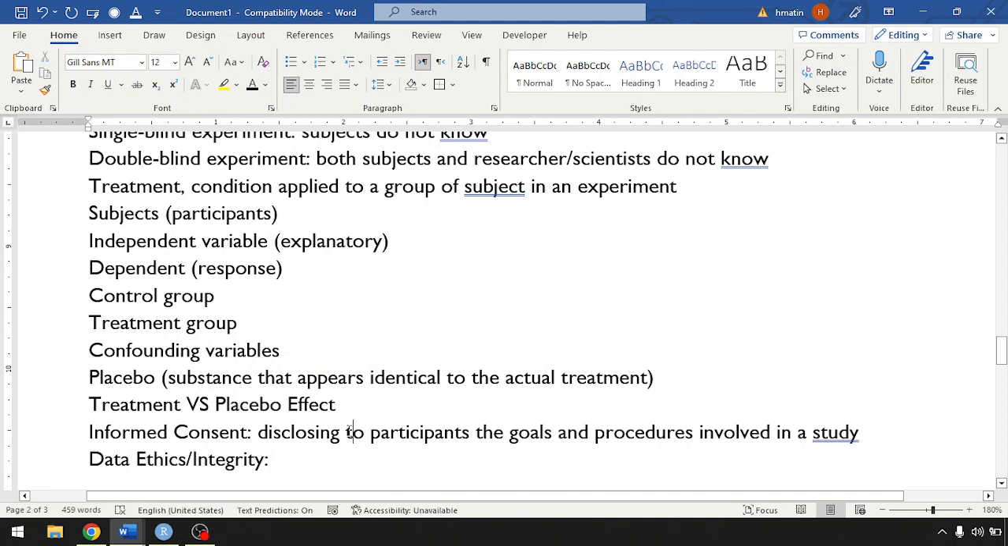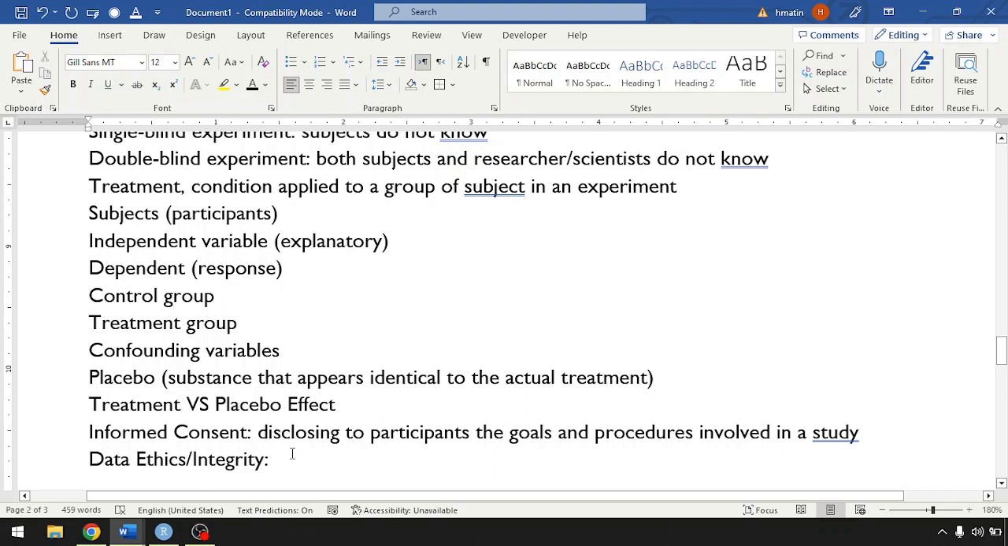Informed consent, this is very important also in experimental studies, that any person that participates in your study has to provide their consent that they are willing to participate in your study. And the researcher or experimenter is also responsible to make sure that he or she discloses everything to that participant about what the goal of the study is and what the procedures and process involved in the study are.